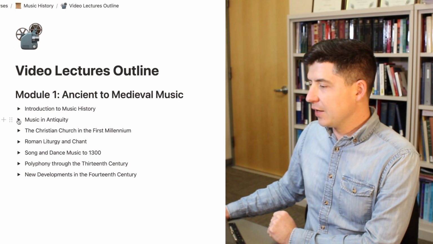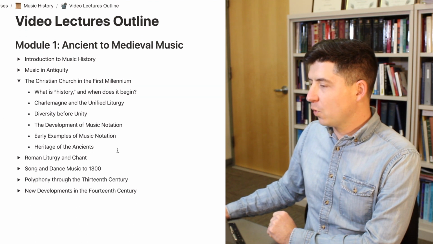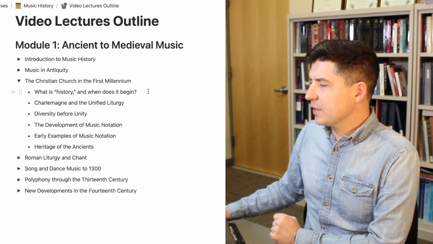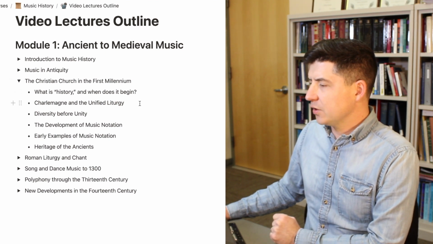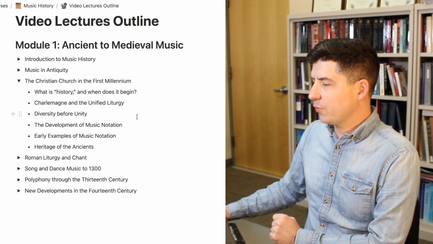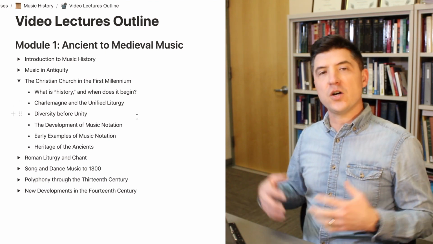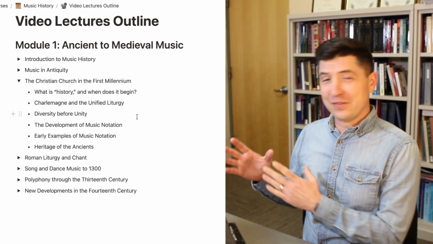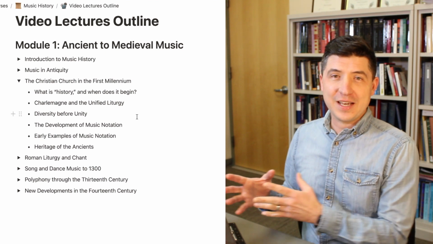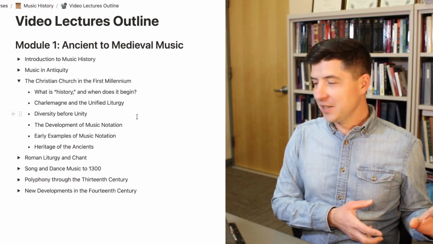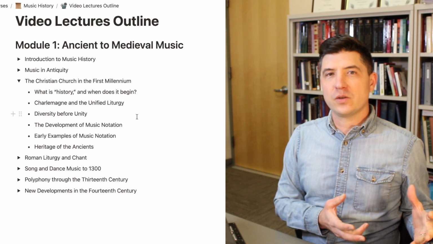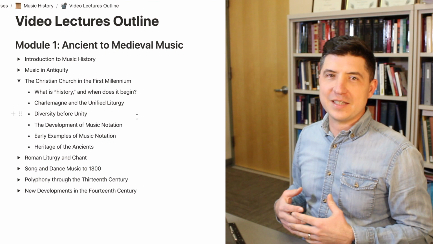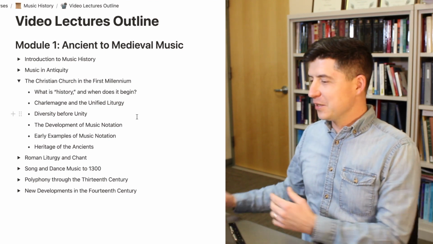Let's take a look at another chapter. So the next chapter has a few more video lessons within it, and we find that they are things like what's history, when does it begin, Charlemagne and the unified liturgy, diversity before unity, just these topics that I know that I want to discuss. I'll tell you, between this planning stage, the outlining stage, and the actual creation of the videos, these titles might change, and that's okay. But what's important is that I'm dividing the chapters up right now so that I get a sense of how many videos I'm truly going to need to be making.